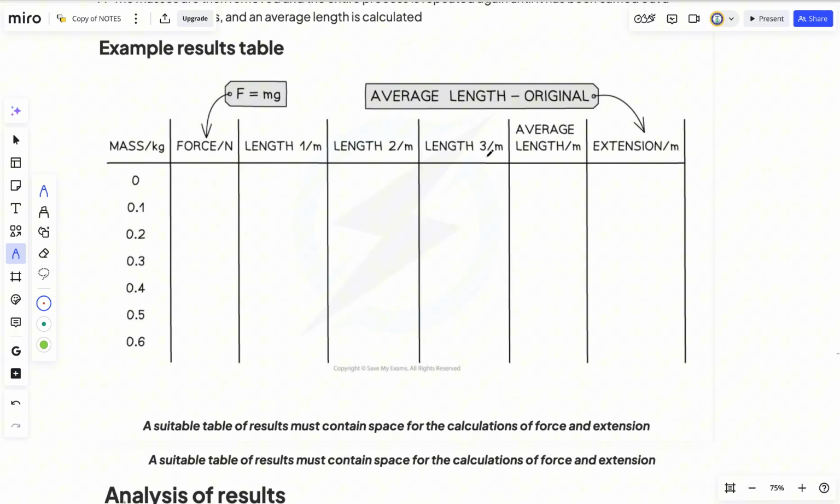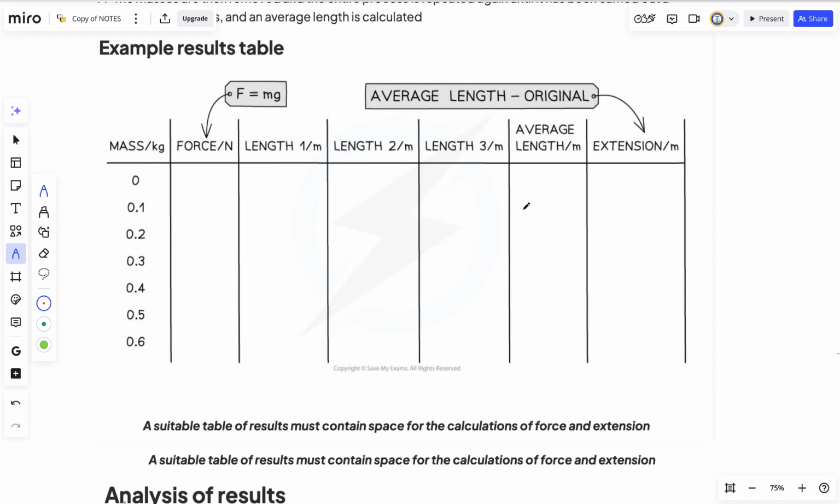In order to find the average value. To find the average, you add this plus this plus this divided by 3, you get the average. This plus this plus this divided by 3, you get the average. This plus this plus this divided by 3, you get the average, right? Now, if you want the extension, probably you use the two lengths. This one minus this one, you get the extension. Or the final one minus the original one, you get the extension.